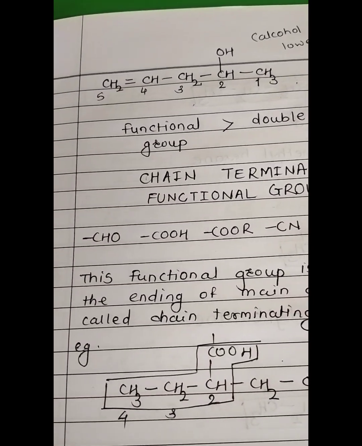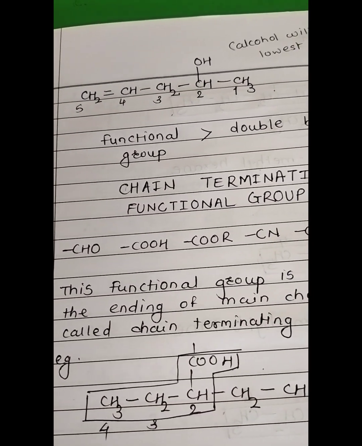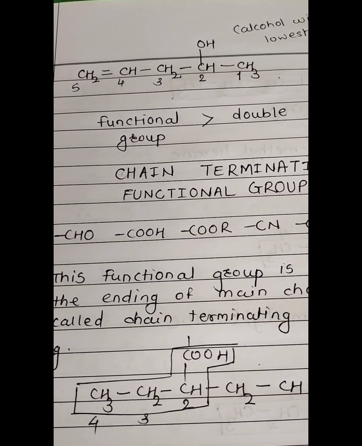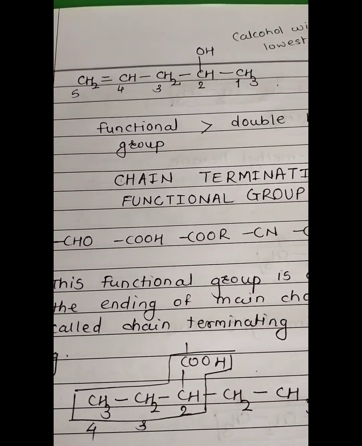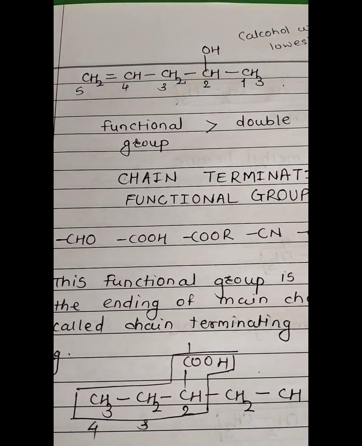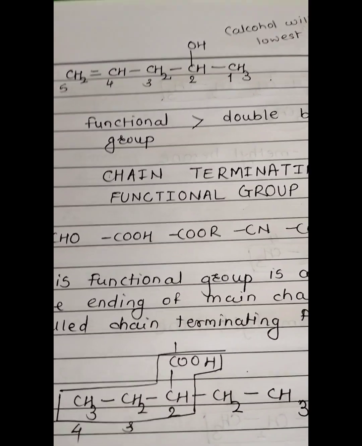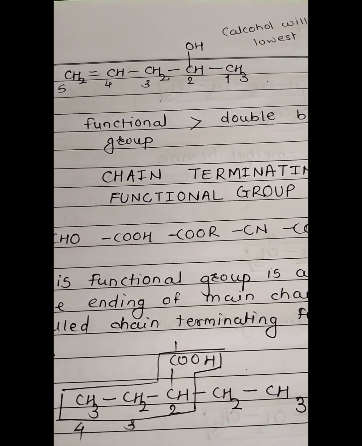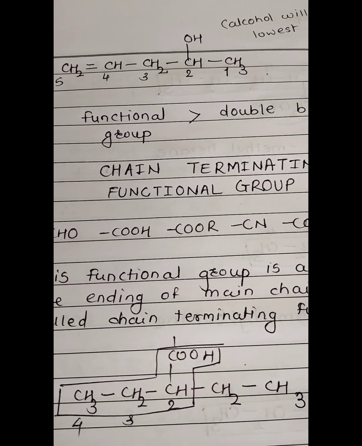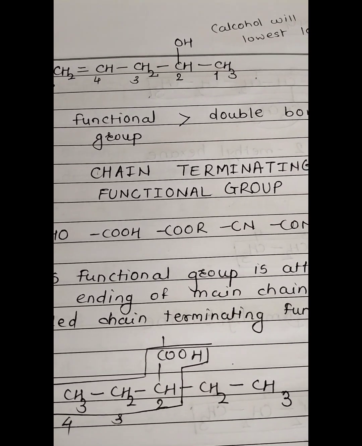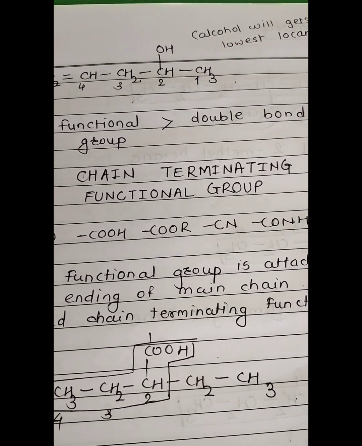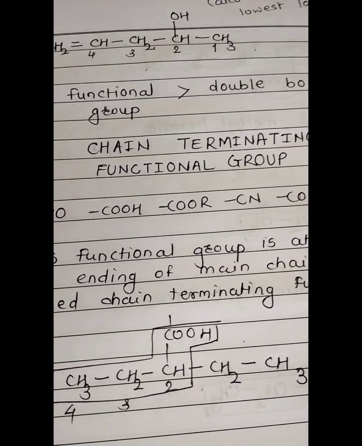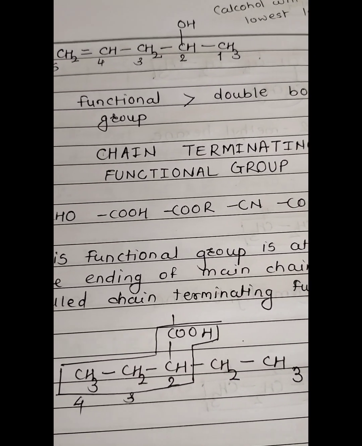If a compound contains a carbon carbon double bond or triple bond and also a functional group, then how to give numbering to the compound? Then we give the functional group first priority, then the double bond. In this example, an alcohol functional group is present and also a double bond is present. Then we give the functional group first priority and then the double bond. That is, the alcohol will get the lowest locant number.